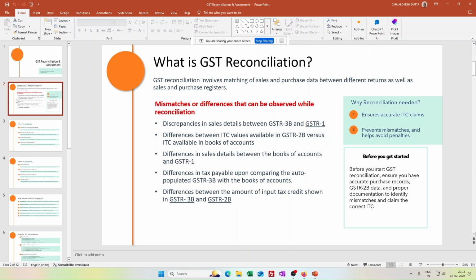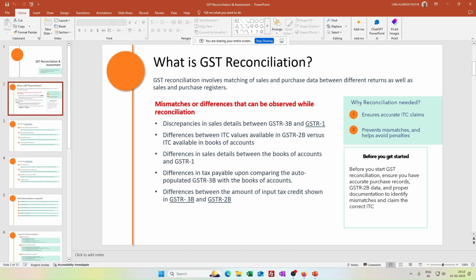Your books of accounts show that you have tax due on 15 lakhs, but here GSTR 3B shows that it is 17 lakhs. You have to reconcile why that difference has come, whether your books of accounts is correct or the auto-populated GSTR 3B is correct. If auto-populated GSTR 3B is not correct and you are sure that your books of account give the correct picture, you have to correct it in the GSTR 3B filing.